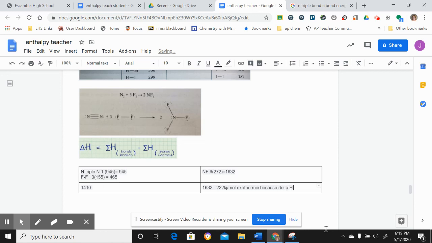Remember that when delta H is negative, it is giving off heat. If it is giving off heat, is it absorbing or releasing? It is releasing, right? So it's giving off heat. If it's an endothermic reaction, it is absorbing heat because it's taking it in.